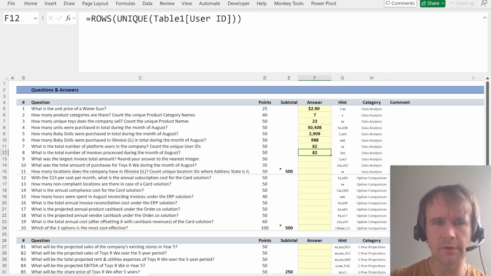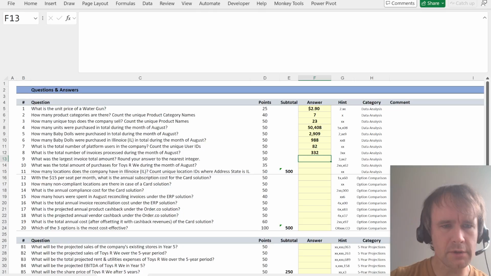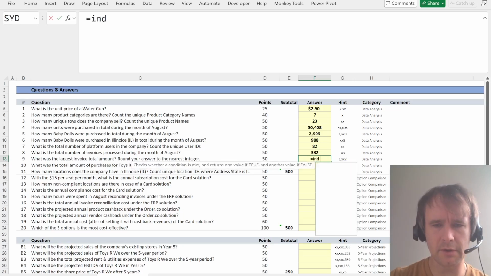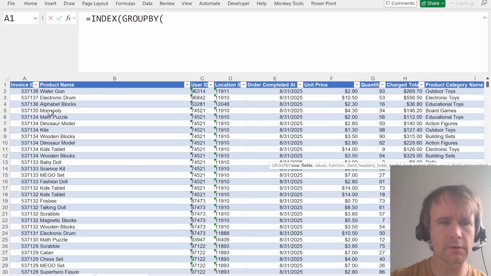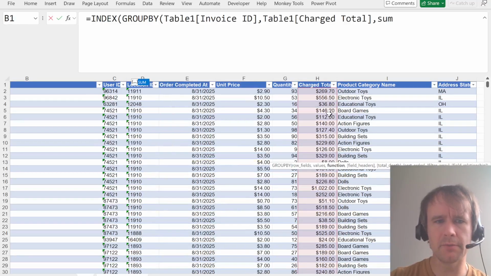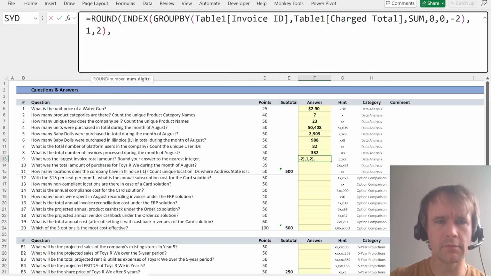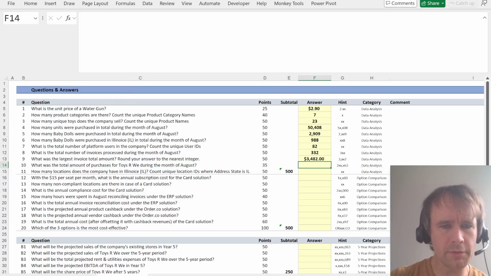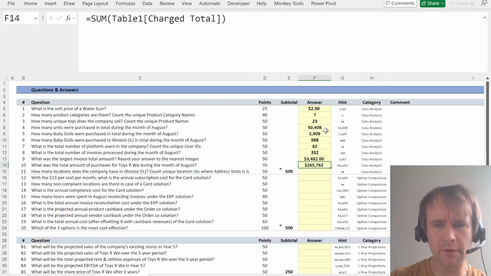Okay, so another lot of questions that are count the unique rows. What is the largest total invoice amount? So that's going to be index group by. Hang on. So group by the invoice. Okay, yes, charge total sum. And I want to index on that, and round to the nearest integer. Fine. Okay, what's the total amount of purchases for Toys R We? Toys R We, sum of charge total, and we're not rounding that one? No, okay.